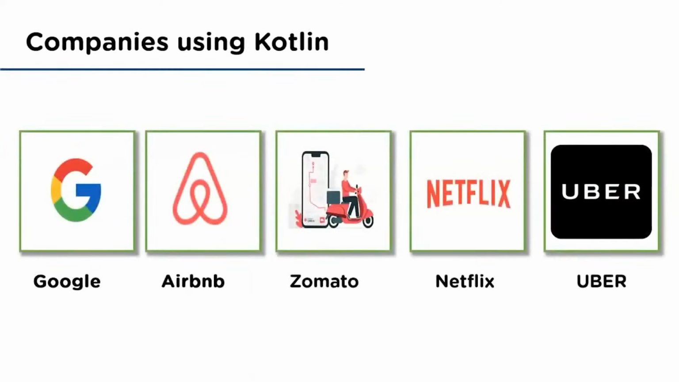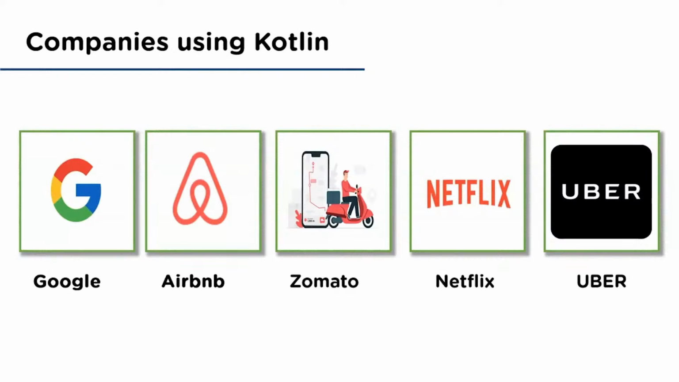So we'll start with Google. Google widely uses the Kotlin language. Not only have they declared it as a first class programming language, but they also use it in their production code. Google also implemented Kotlin in more than 60 applications, such as Google Home, Google Maps, Google Drive, Google Pay, Google Sheets, etc.